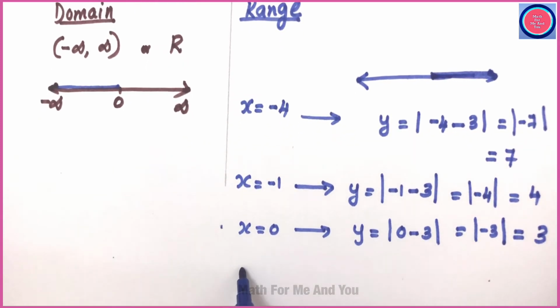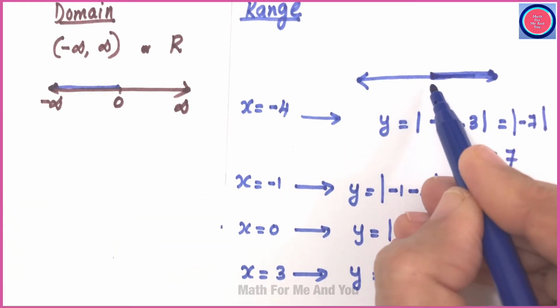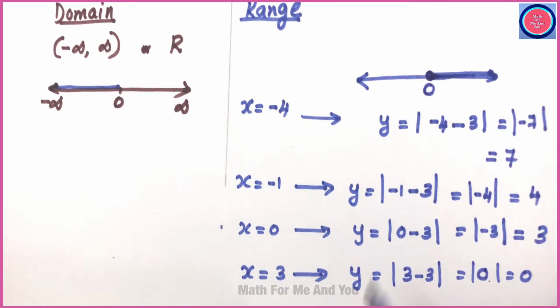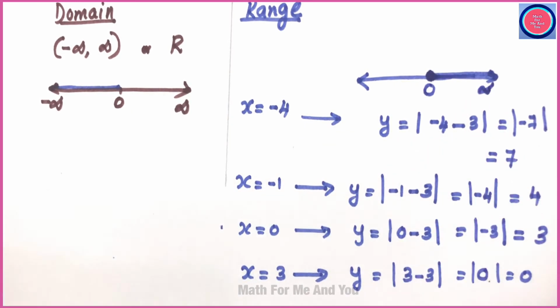In this function, when we put x equals 3, we get y equals 0, because the function is absolute value of x minus 3. That means 3 minus 3 equals 0. At the value of x equals 3, we get y equals 0. This is the smallest value which y gets. So y takes the value 0, and we can color that. Close the circle because y gets the value 0. That means y gets the values from 0 to infinity. No negative values for y.